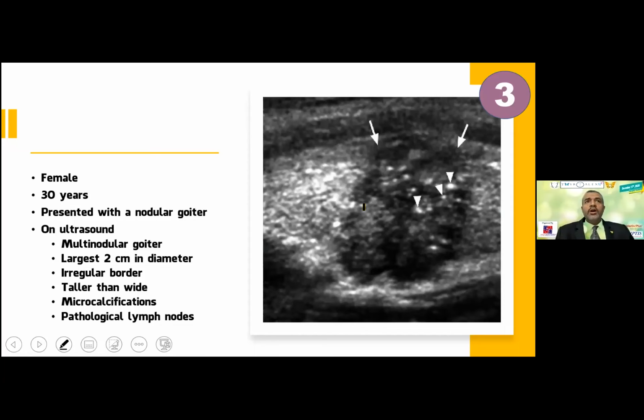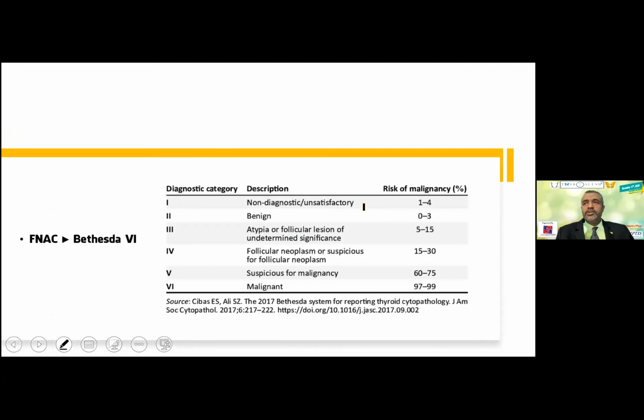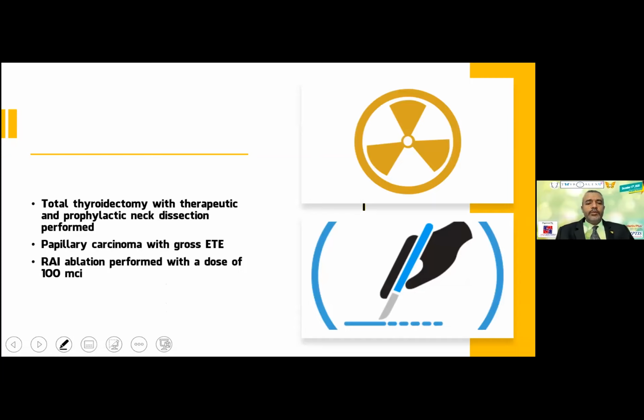All are conditions that necessitate fine needle aspiration cytology, which came as Bethesda class 6, which means that we are sure that this patient has a papillary thyroid carcinoma with a risk of malignancy of 97 to 99%. So the patient had total thyroidectomy with therapeutic and prophylactic neck dissection. Papillary thyroid carcinoma with gross extrathyroidal extension is the final diagnosis.